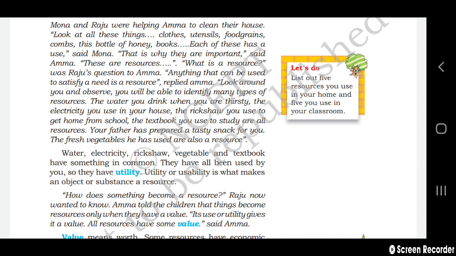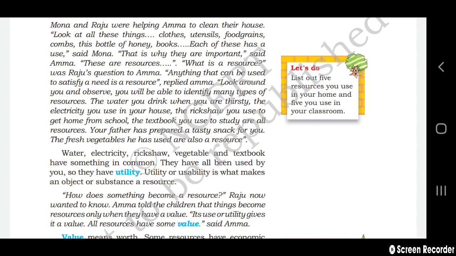They were looking at all the things like clothes, utensils, food grains, combs, this bottle of honey, books. Each of these has its own use, Mona said. That is why they are important, her mother said. These are resources. So, what are resources? Her brother Raju asked his mother.